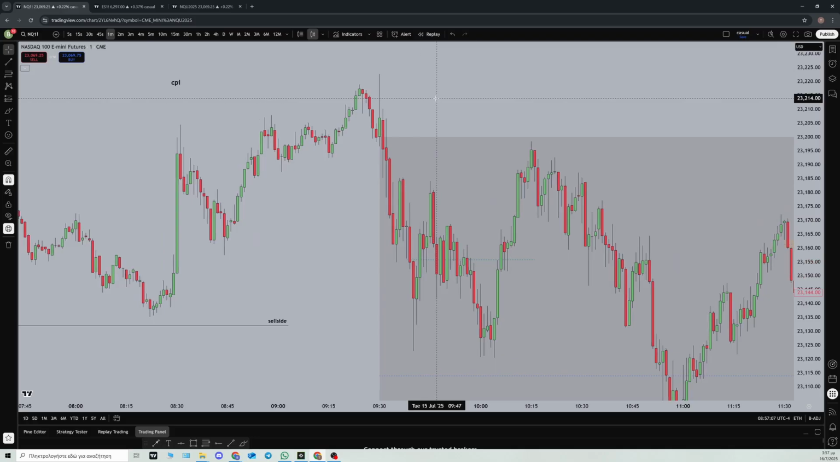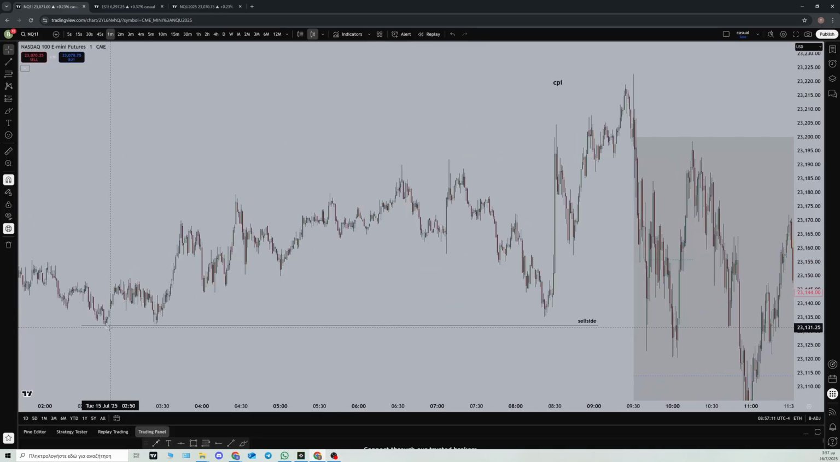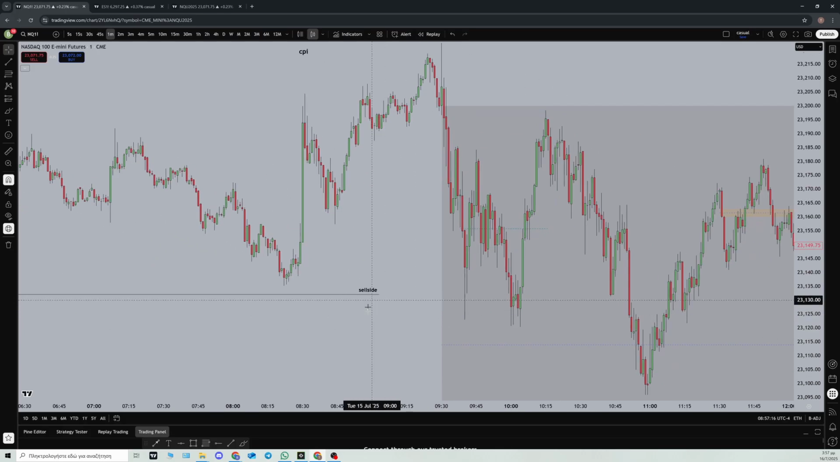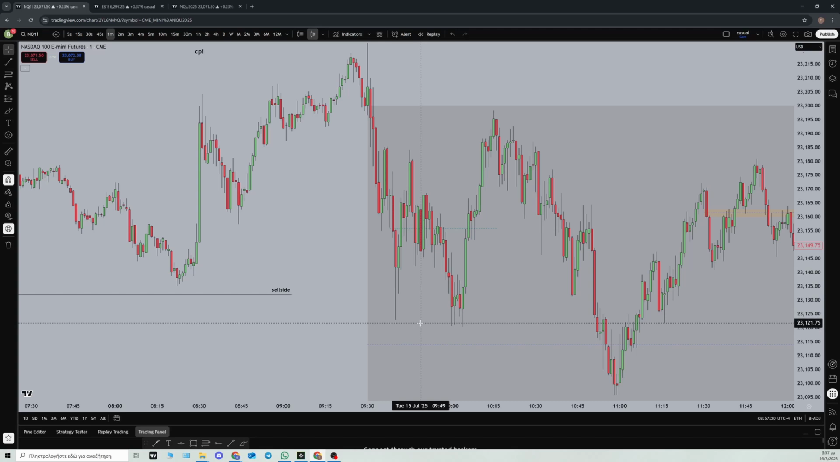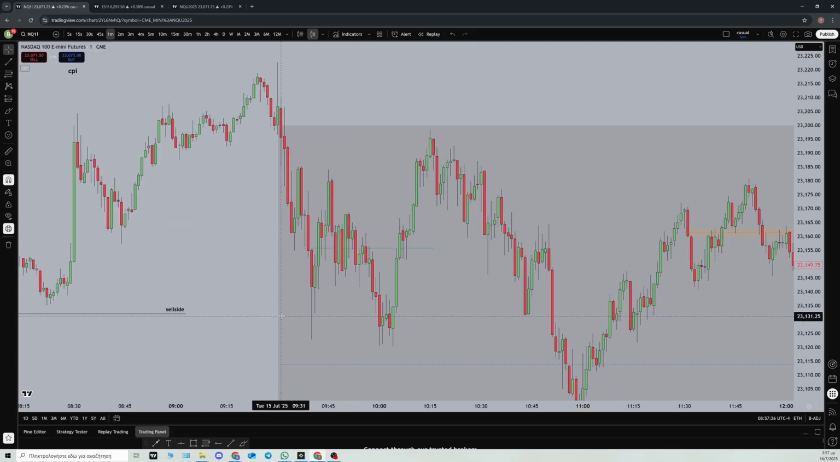Now, what does price do? Drops down, takes this sell side here. And what do we do after the sell side is taken? We try to find a PDRA on our predetermined level to target this high because there's nothing else.